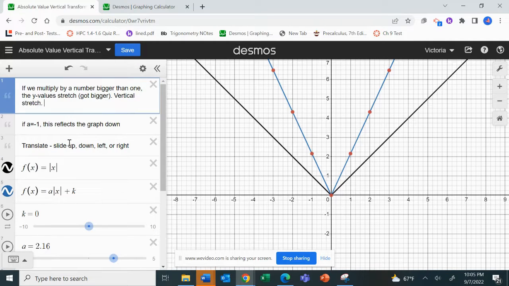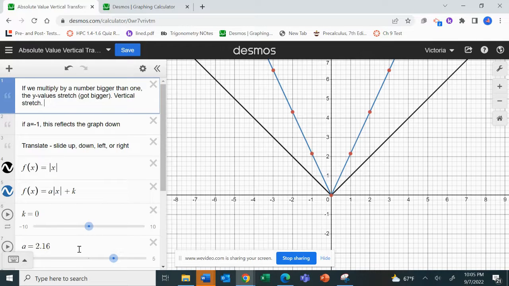I made sure to include the word vertical with vertical stretch, not just saying stretch, because eventually we're going to have horizontal stretch as well. We're not going to do that yet, but we will eventually. So we need to know the difference between a vertical stretch and a horizontal stretch. This one is a vertical stretch. Our horizontals didn't change. They are still at 1, -1, 2, 3. It was the verticals that changed.